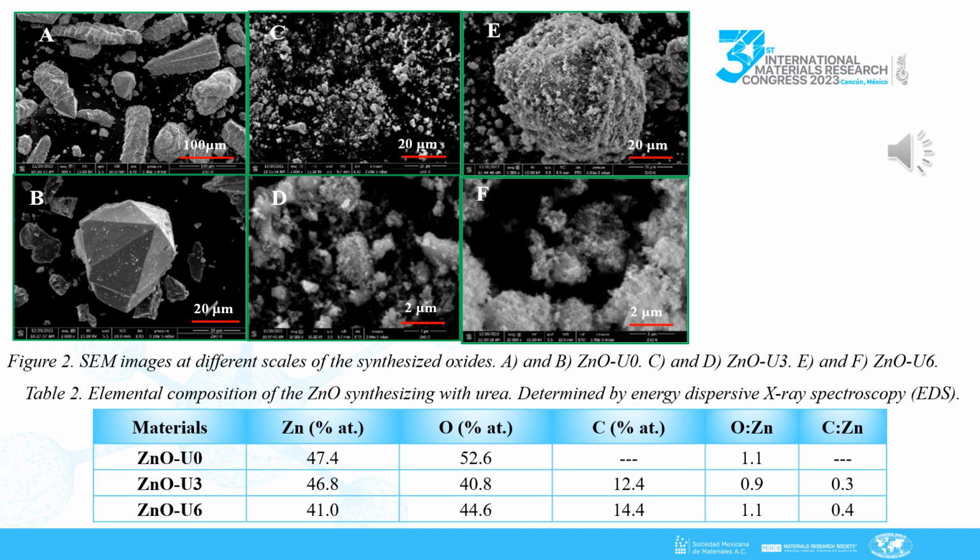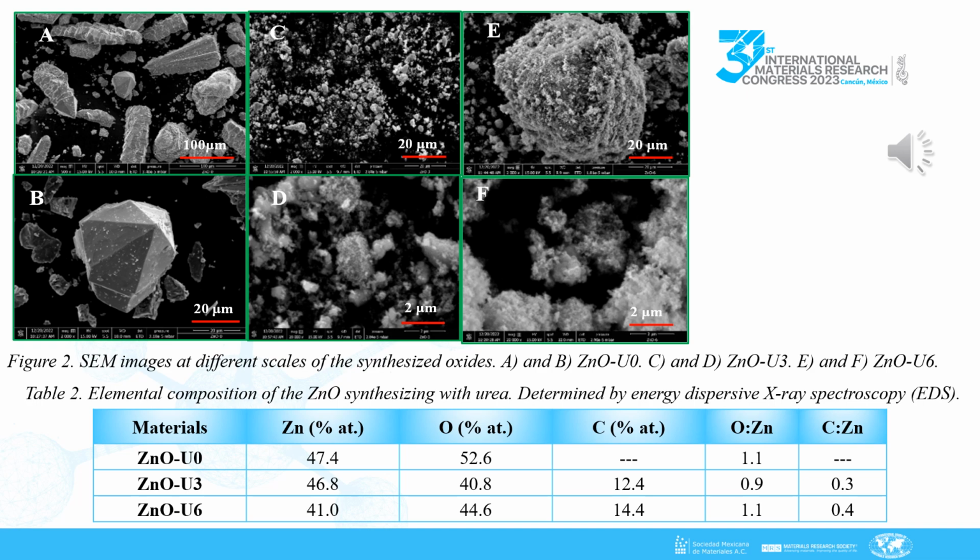Figure 2 shows the scanning electron microscopy images of the synthesized oxides. The material without urea is made up of different shapes, including a pyramidal structure, see figure 2A and 2B. On the other hand, the materials synthesized with urea are formed mainly by clusters of particles, see figure 2C to 2F.